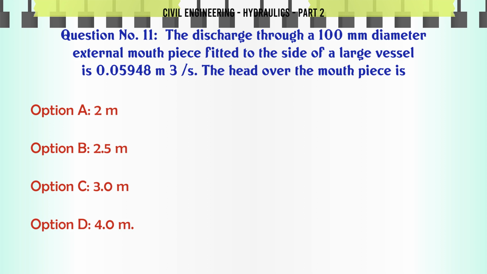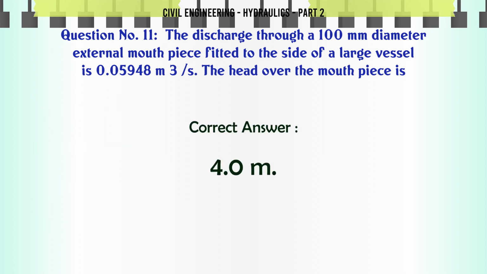The discharge through a 100 mm diameter external mouthpiece fitted to the side of a large vessel is 0.05948 m³/s. The head over the mouthpiece is A. 2 m, B. 2.5 m, C. 3.0 m, D. 4.0 m. The correct answer is 4.0 m.